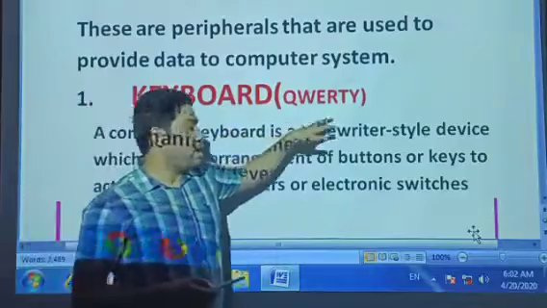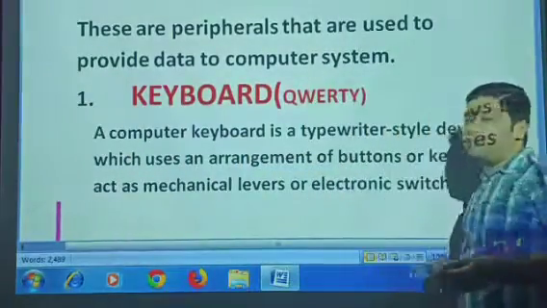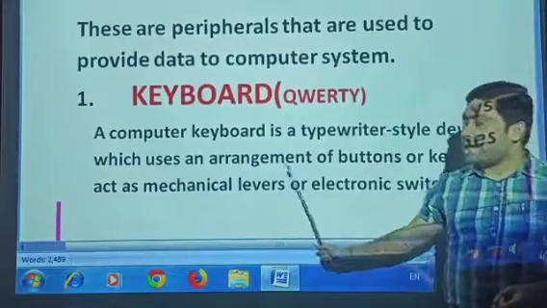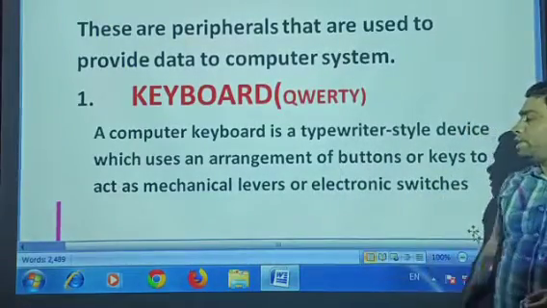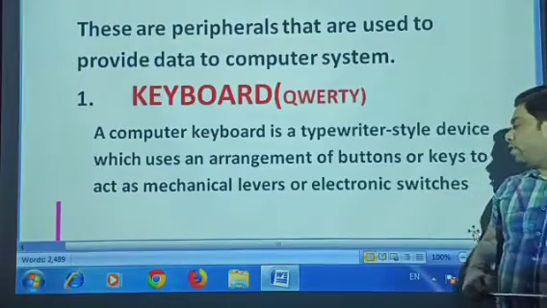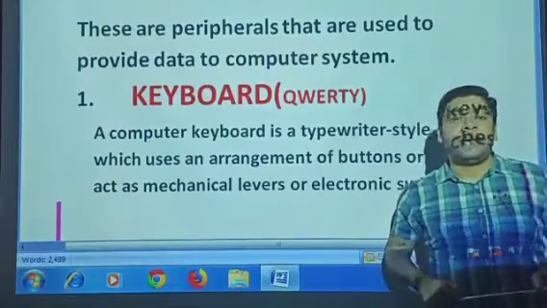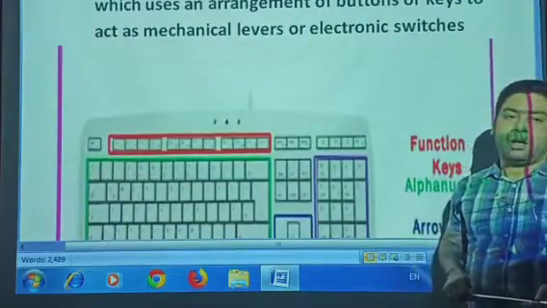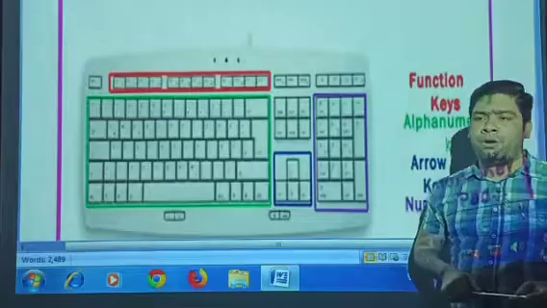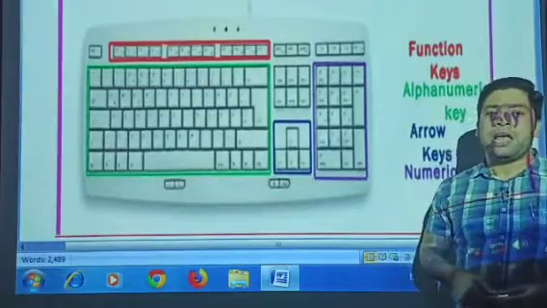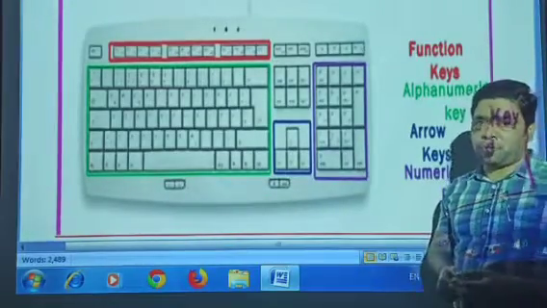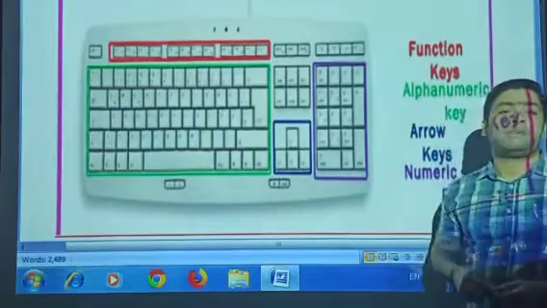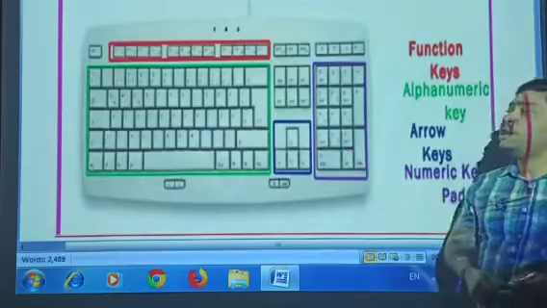Now, the definition of a keyboard. A computer keyboard is a typewriter-style device which uses an arrangement of buttons or keys to act as mechanical levers or electronic switches. It has several keys upon it, for example 104 to 119 keys on different types of keyboards. There are two types of keyboards: the first one is standard, another one is multimedia. Here we are discussing the standard keyboard.